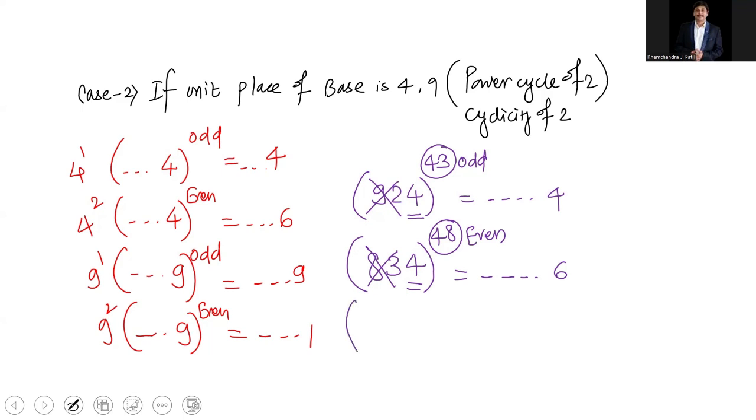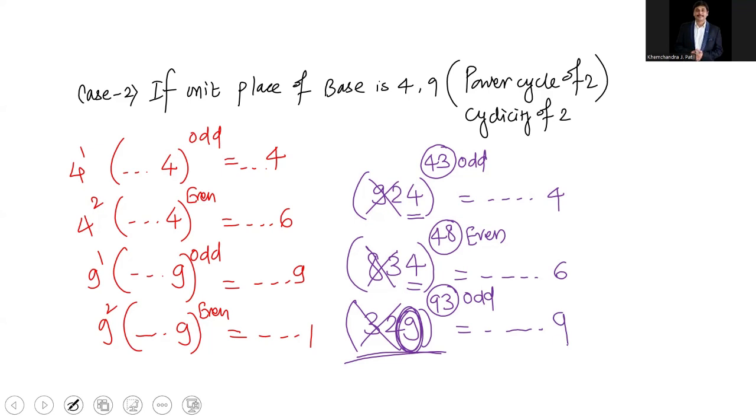Now 9 के केस में, see 9 raised to 93. So if I am asking what is the unit place of this, यहाँ पे कितने भी डिजिट का नंबर देखो, बेस में कितने भी डिजिट का नंबर है तो उससे कोई फर्क पड़ने वाला नहीं है, because your unit place is always decided from the unit place of a base. So for 9 raised to 93, 93 is which kind of a number? This is odd number. So 9 raised to odd always ends with 9. And 9 raised to even always ends with 1.